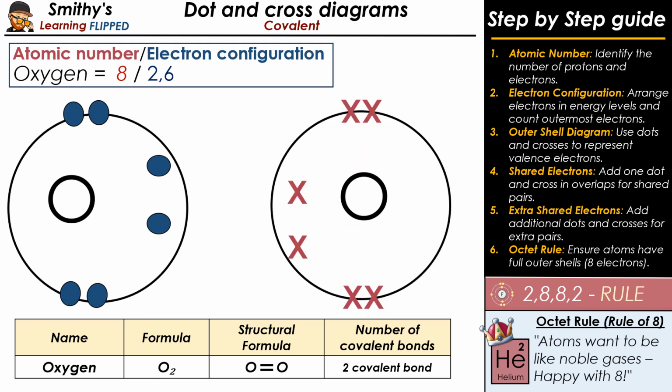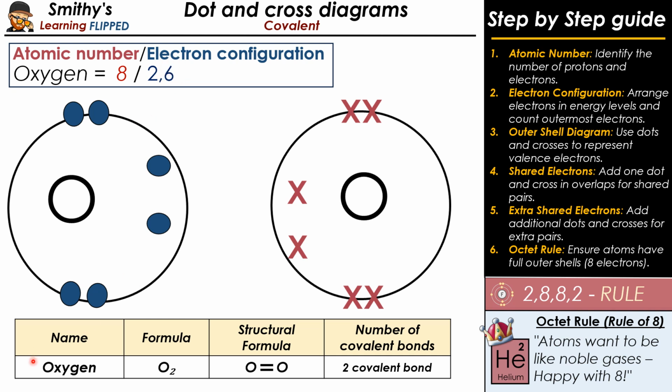Okay, so now I'm going to go through some worked examples with you to help you understand the principle behind the dot and cross diagrams. First one we have here is oxygen. As you can see at the top, it has an atomic number 8 and its electron structure is 2 and 6. So it has the full inner shell, then it's got 6 on its second shell.